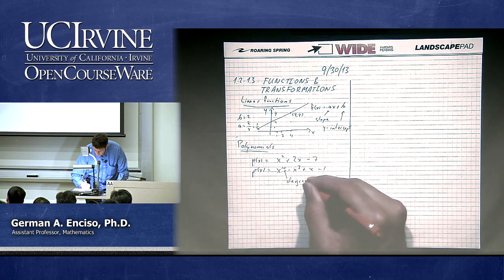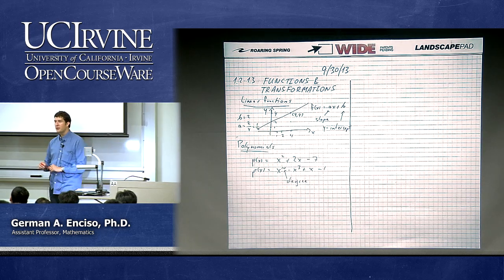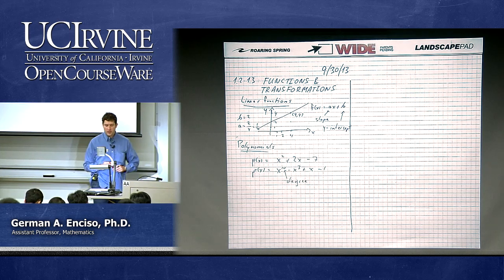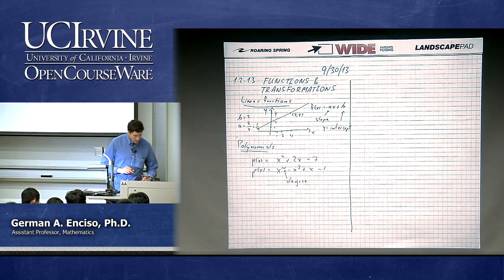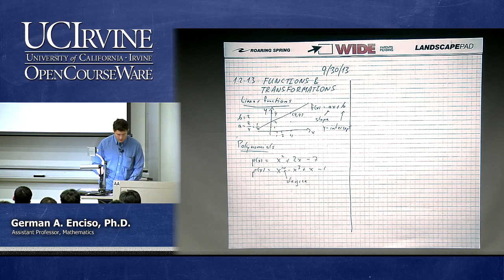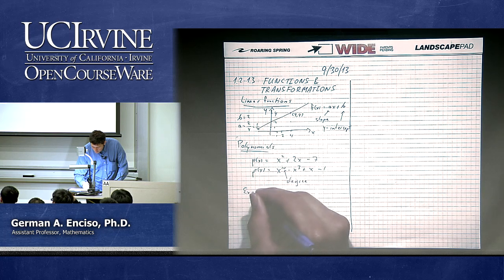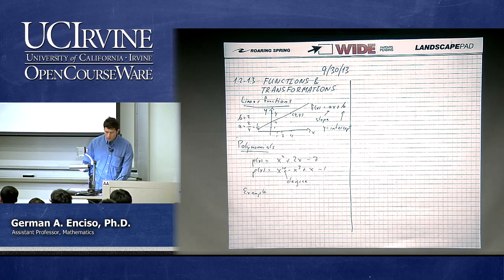Degree. So the bottom one is a polynomial of degree 10, and the top one is a polynomial of degree 2. So let me give you an example of these polynomials. We're going to draw one of these polynomials.